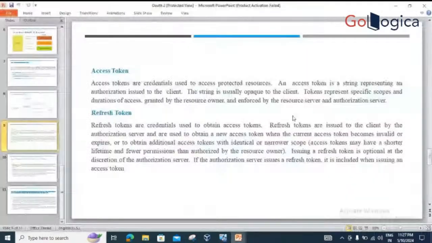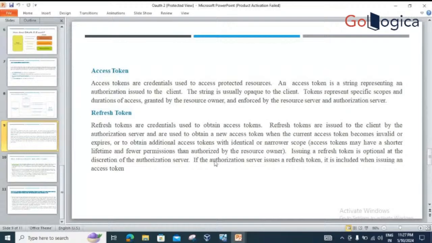Once I complete this refresh token, okay. So the refresh tokens are, as I told you, a credential used to obtain the access token. Refresh tokens are issued to the client by the authorization server and used to obtain a new access token when your current access token becomes invalid or expired.